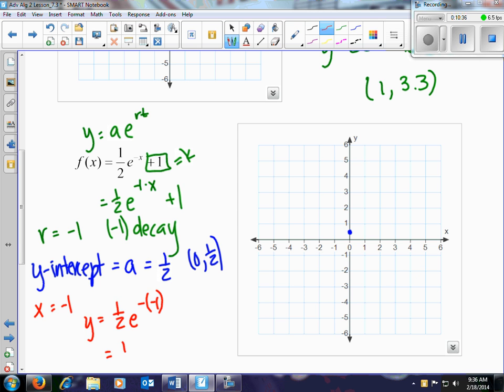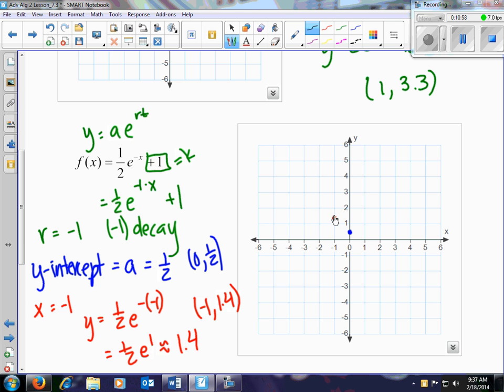So now I have 1/2 e to the first power, which is approximately 1.4. So now my next point is negative 1, 1.4. So I'm going to go back 1 and then up 1.4 here. Now I have a plus 1.